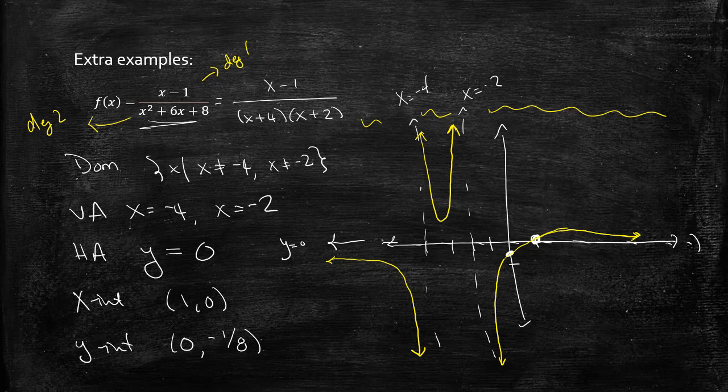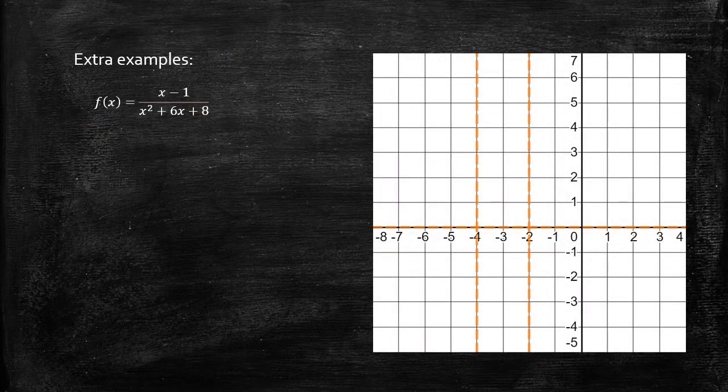Okay, this is actually a nice one to plug in points to check. So here's our graph. I'm going to plug in some points now. Let's plug in a 1, and maybe this is easier in factored form. So (x plus 4)(x plus 2) over (x minus 1). Oh, well, 1 was our x-intercept. So we'll do 2.